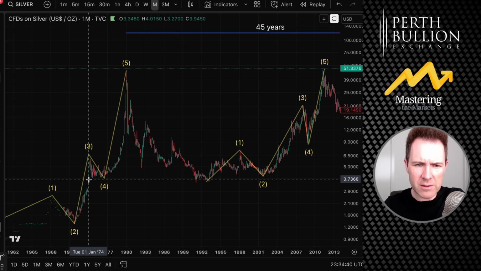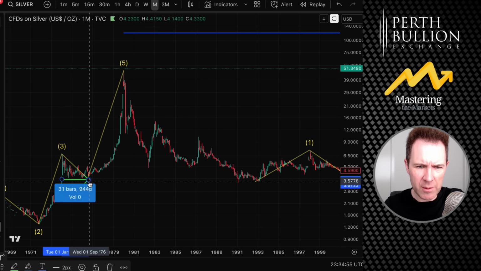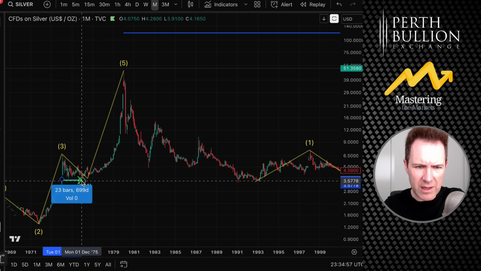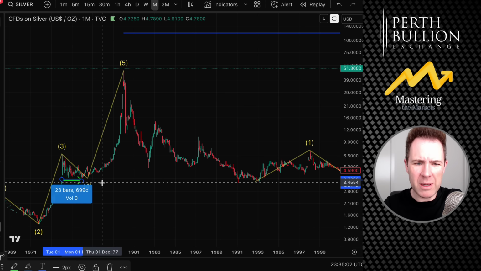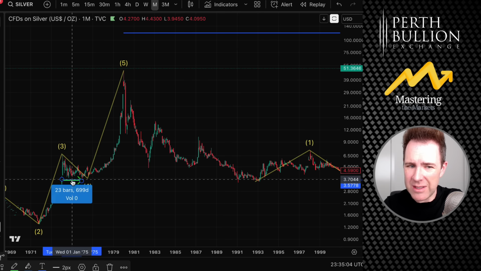Not going to be exact, but there's the top of your wave 3 to roughly your wave 4 that was from 1980 to 1974 to 1976. That's actually quite a lot of time. Let me see if I can get that in. That's around about there. What are we talking? That's about 23 bars, whatever that is. That's about 700 days, so a little bit less than a year.